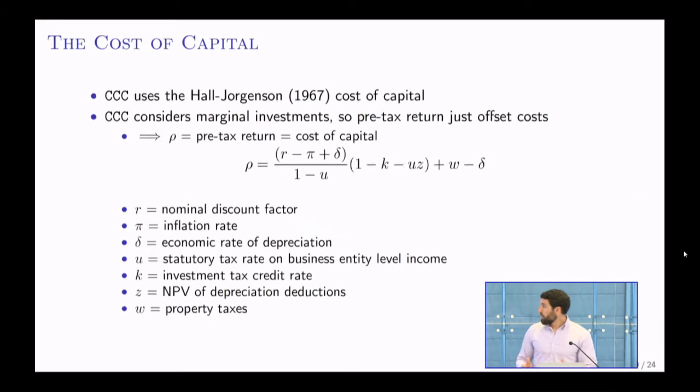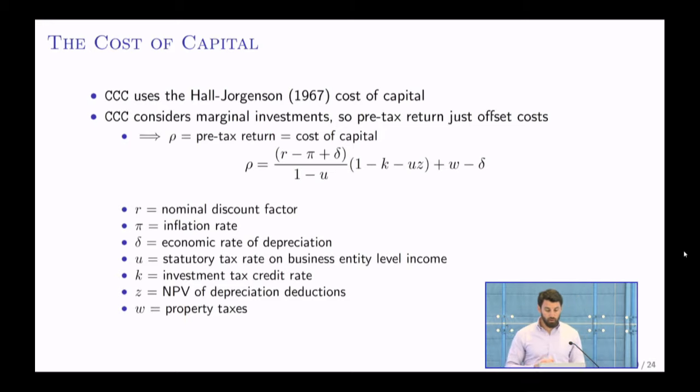Okay, the fundamental structure here is we're computing a cost of capital for new investments. The framework here is a Hall-Jorgensen cost of capital, so we're thinking about marginal investments where the benefits of that investment just offset the costs. So our cost of capital here is computed with this equation, so it's specified by rho.